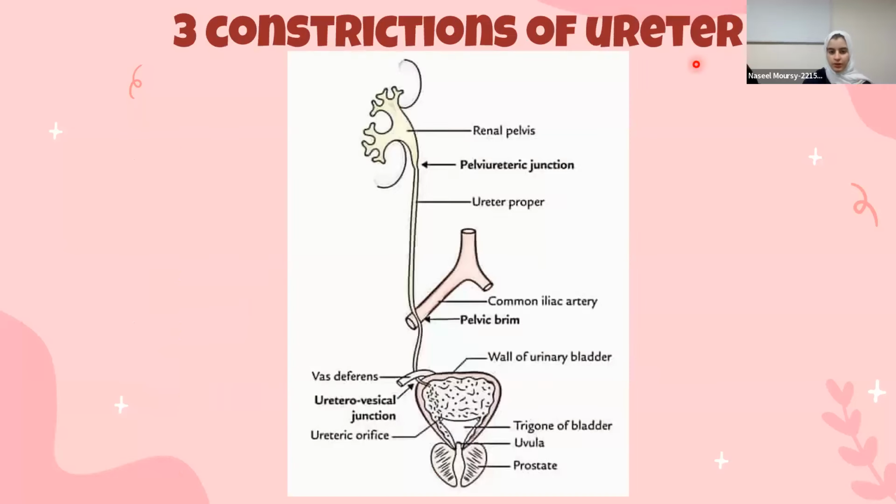The three constrictions of the ureter. They're kind of in bold, but here they're written in a certain name, so what's the name that you guys know for the first constriction here? Ureteropelvic junction. Yes, because it's with the renal pelvis. Good job. Now what about the second constriction?